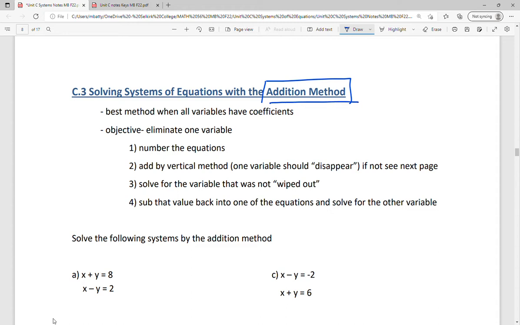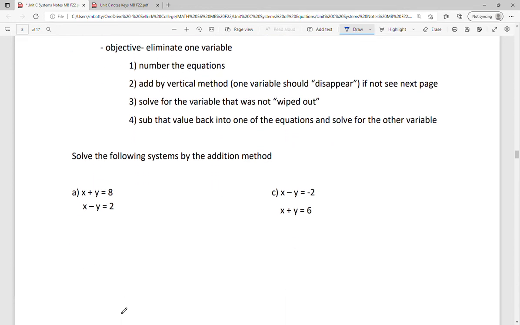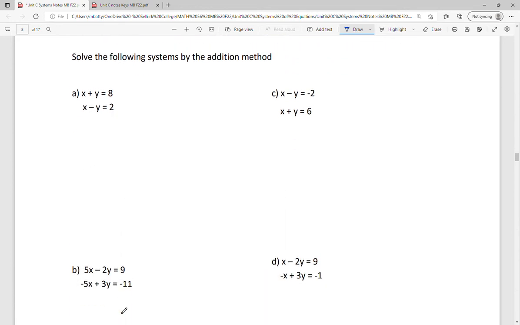It does a lot of the same things as the substitution method in what we should look for: a consistent system, a dependent or an inconsistent system, but the approach is a little different. So it is the best method when all the variables have coefficients, unless you want to end up in fraction land. So if you're having a hard time solving one of the equations for one of the variables and using that substitution method, this might be the best way.